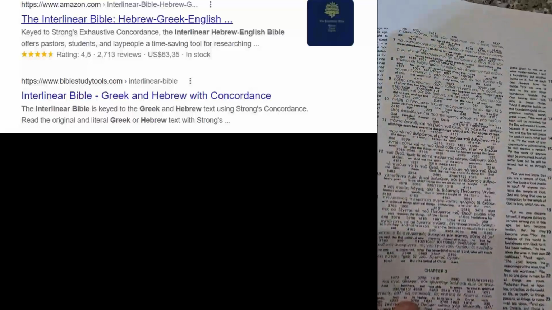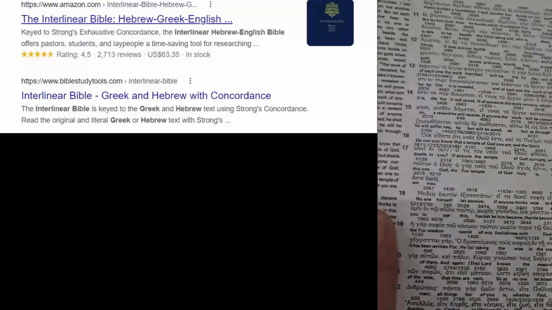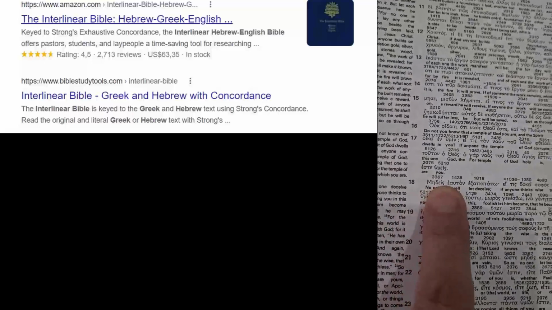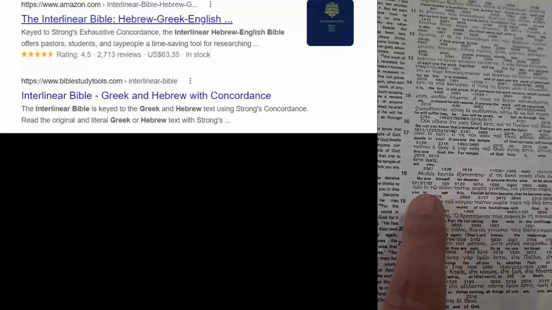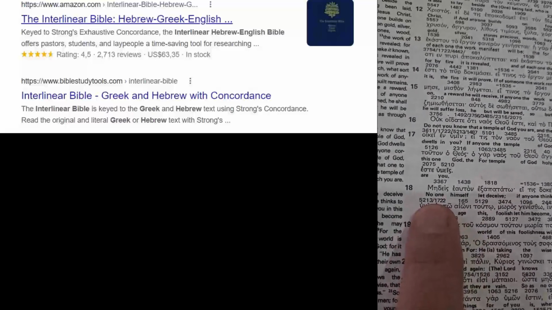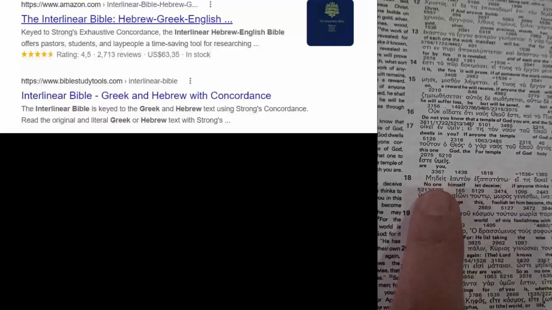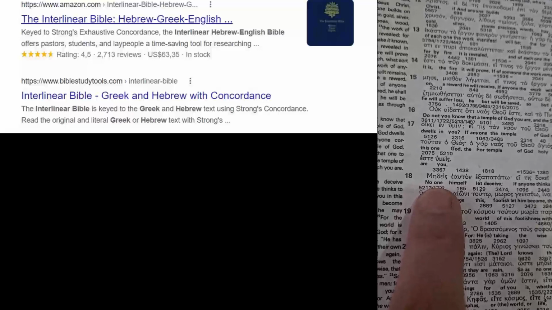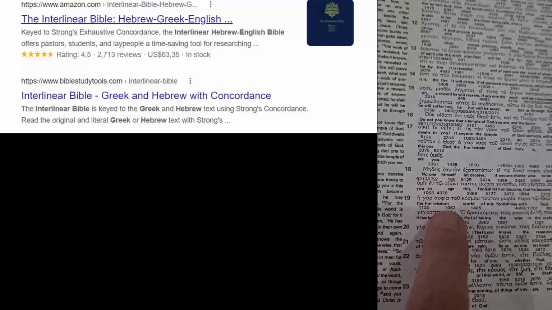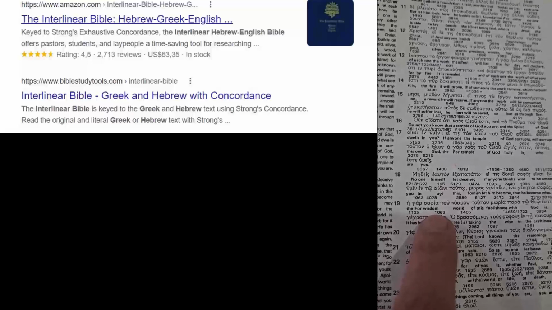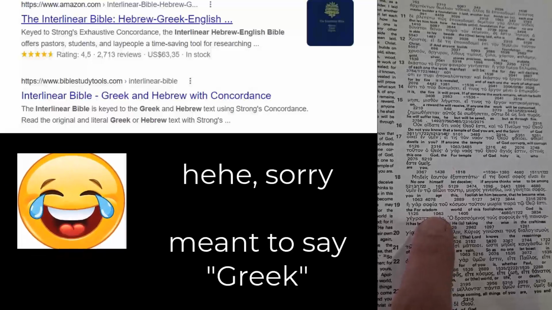And then, of course, in the New Testament, you have the English again, and then on this side, you have the Greek. Now, I cannot read Greek at all, but again, because we have the Strong's Concordance number, it does help quite a bit. So you don't have to be able to read Greek or Hebrew to do your Strong's Concordance research.